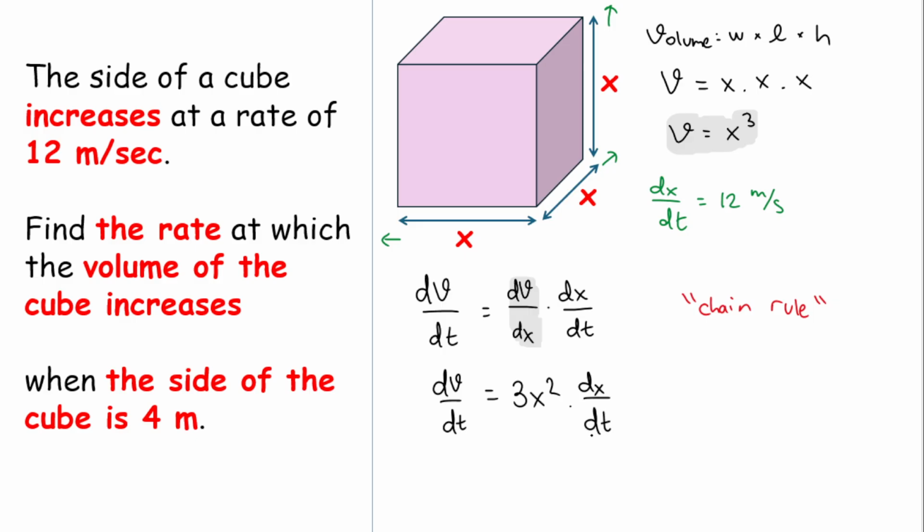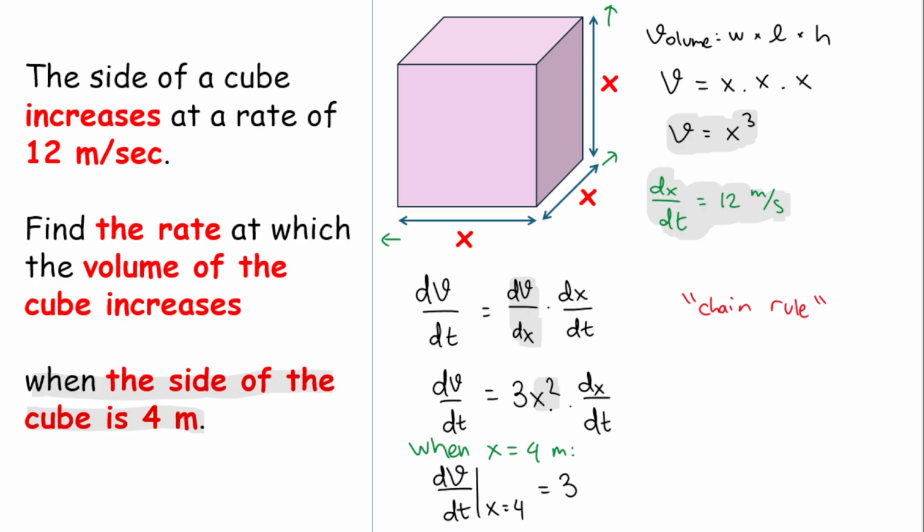And I think we can have all of them, right? Because we are given when the side of the cube is 4 meters. So we know the x here, and we were already given dx/dt. So let's plug in the numerical values when x is equal to 4 meters. So we will have dV/dt when x is equal to 4. All that we need to do is plug in the values here.